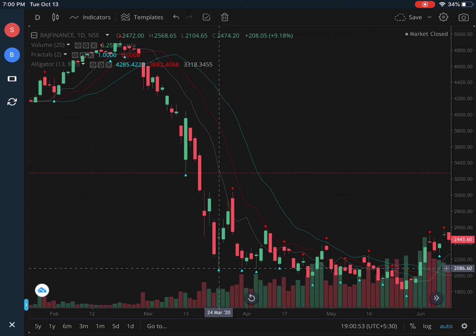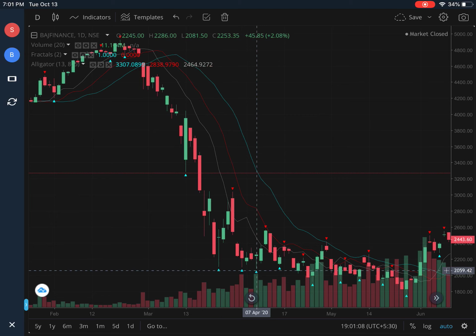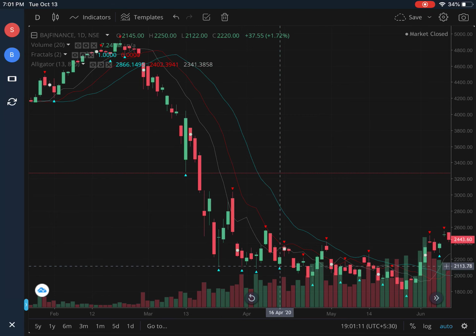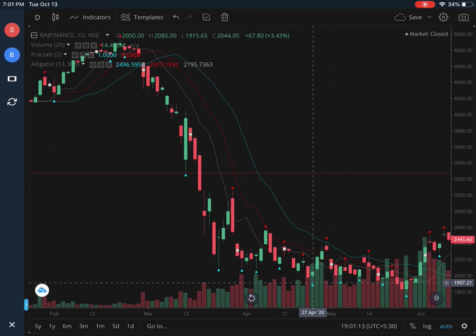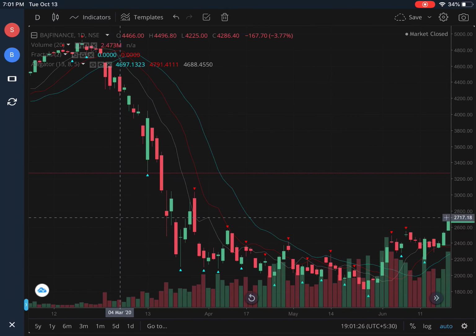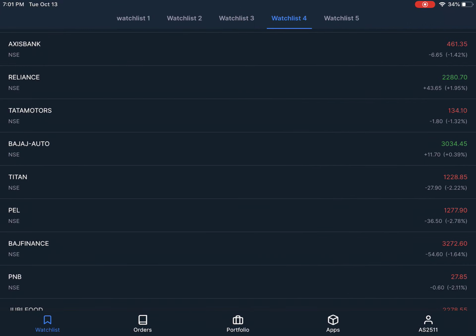You could have booked some profit from 4,400. You came down to 2086. So nearly 2,500 points downfall we had. Then further on, now you started getting many down fractals. So that means there was a lot of support for that script on this region. And also the alligator line started converging and started intertwining with each other, which meant that the downtrend is over. Okay, let me give you one more example, then we'll stop this.